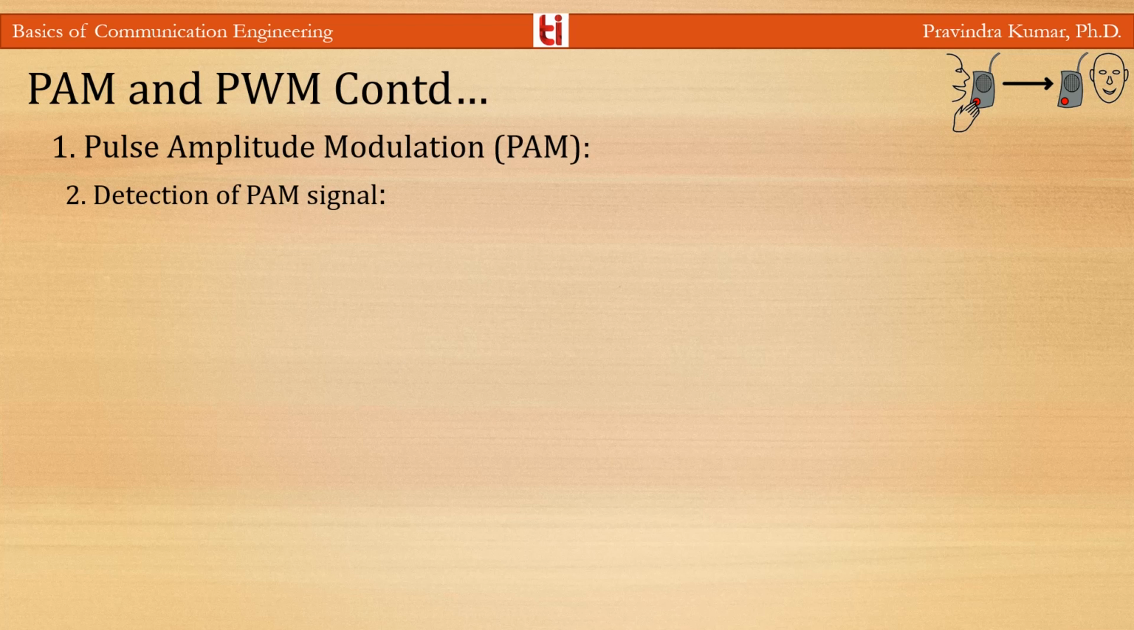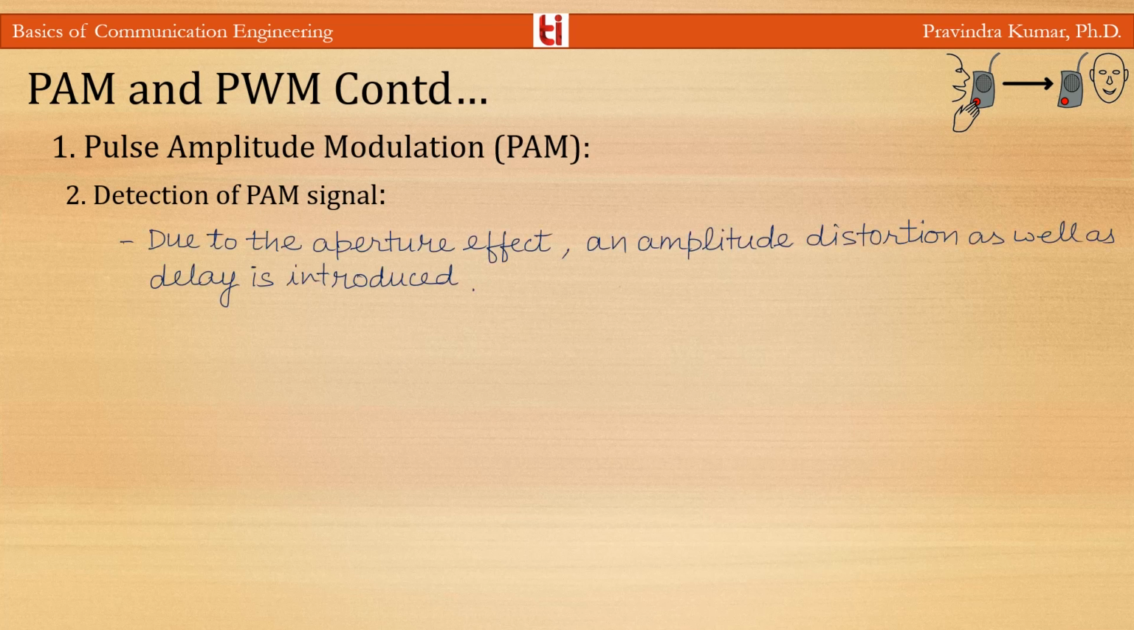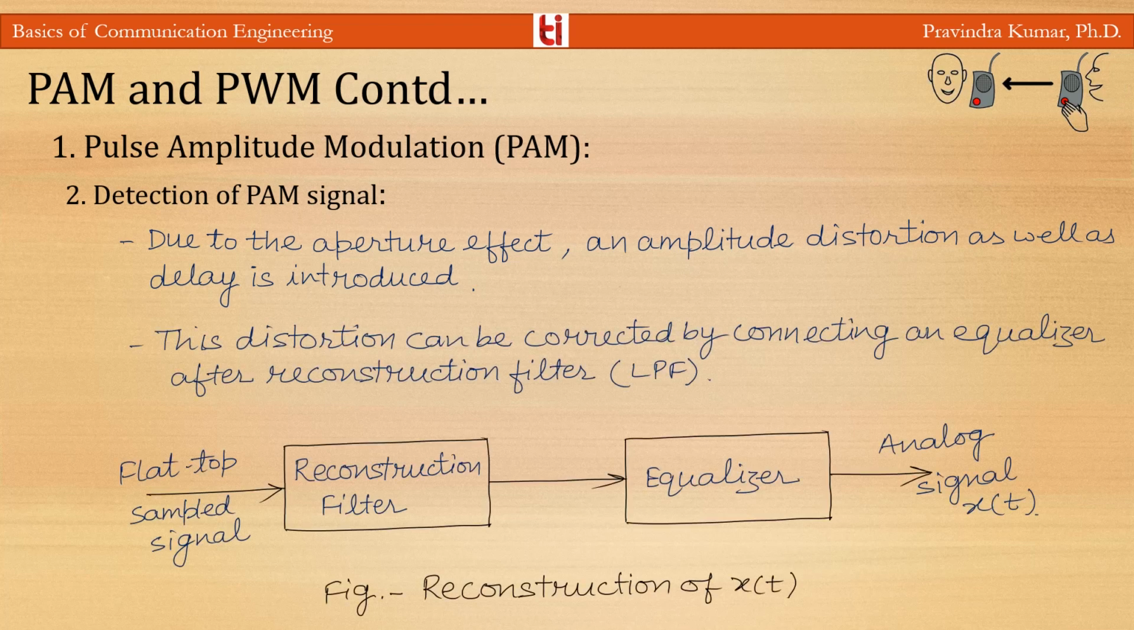Now the detection of flat top PAM signal. As we discussed in the previous lecture, due to the aperture effect, an amplitude distortion is introduced in the flat top sampled signal. The distortion can be corrected by connecting an equalizer after the reconstruction filter, or low pass filter. As you can see in the figure, after this low pass filter we use an equalizer to compensate for the aperture effect developed in the flat top sampling process.